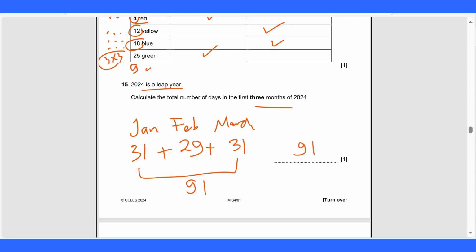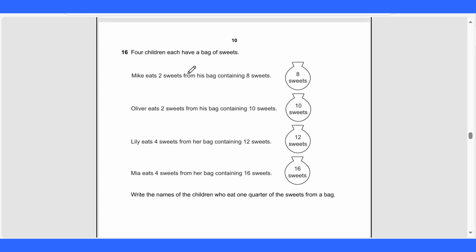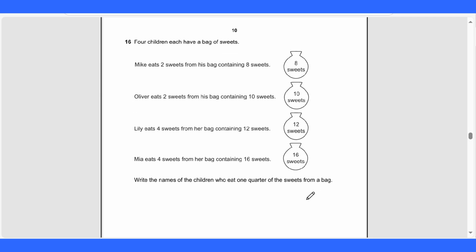Okay guys, if you have any question about this, please write down in the comment section. We'll explain to you with another video. Let's move on. Number 16. 4 children each have a bag of sweets. Mike eats 2 sweets from his bag containing 8 sweets. Oliver eats 2 sweets from his bag containing 10 sweets. Lily eats 4 sweets from her bag containing 12 sweets. Mia eats 4 sweets from her bag containing 16 sweets. Write the name of the children who eat 1/4 of the sweets from a bag.